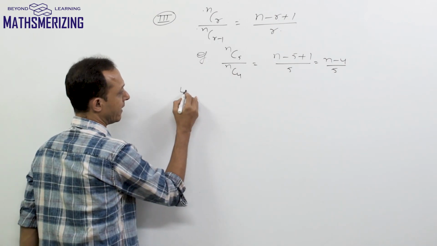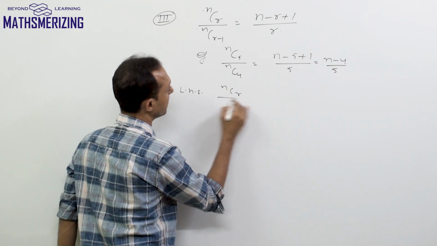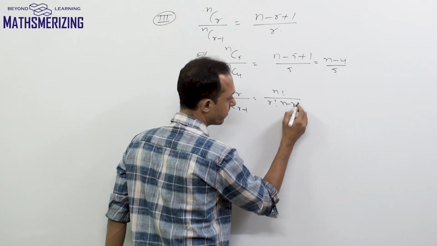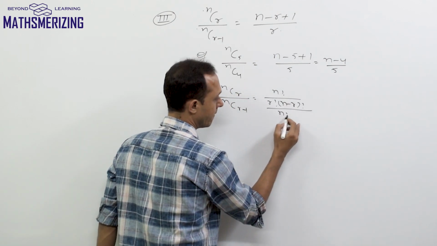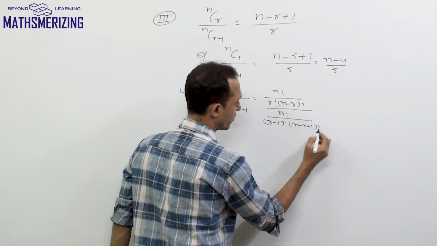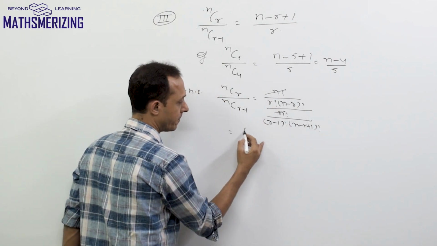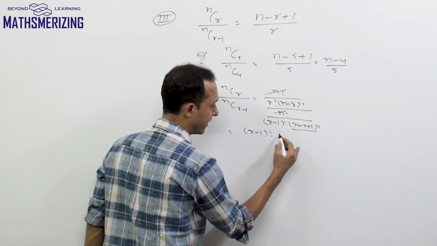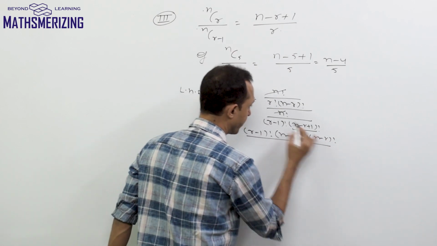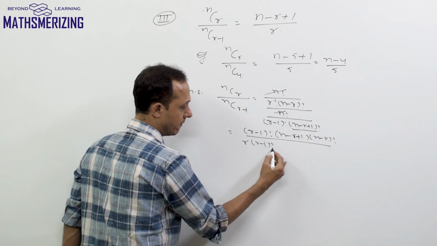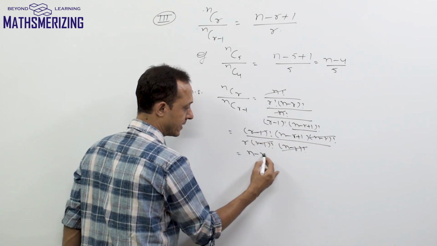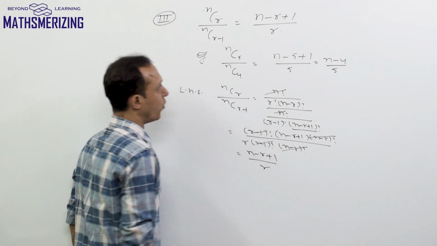So if I have to prove it, I'll take the left hand side, which is NCR upon NCR minus 1. So there is factorial n, factorial r, factorial n minus r, over factorial n, factorial r minus 1, n minus r plus 1. n and n will cancel. So I'll write r minus 1 factorial, and I can write it as n minus r plus 1 into factorial n minus r, and here for this r, I write r into factorial r minus 1, and factorial n minus r will cancel, so I'll get n minus r plus 1 upon r.